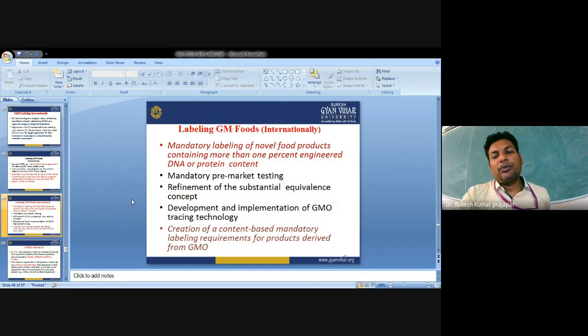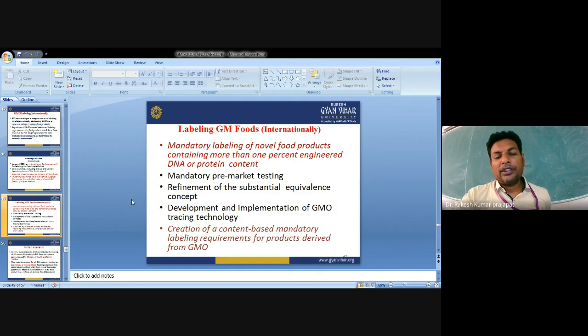Labeling of GM food is mandatory for novel food products which contain more than 1% engineered DNA or protein. There is also mandatory pre-market testing. Labeling should be mandatory, and before marketing the products must be tested.